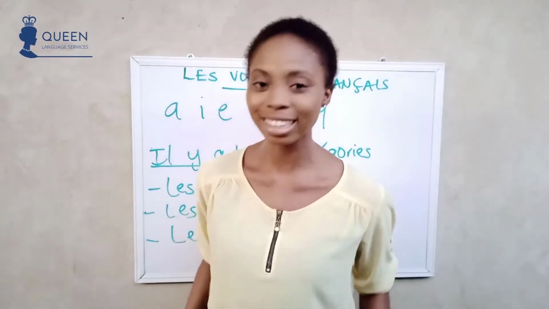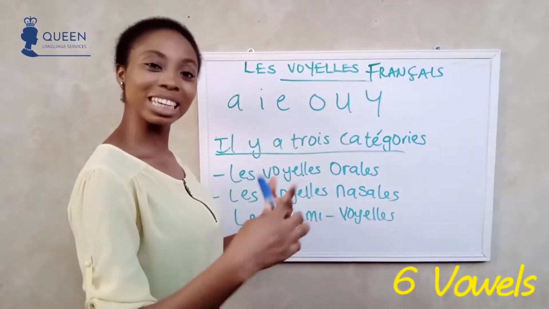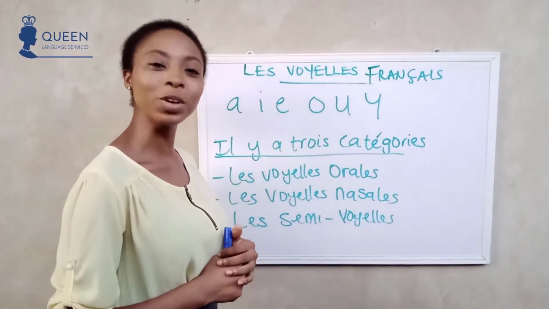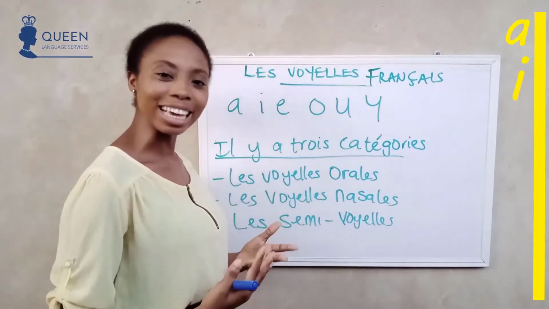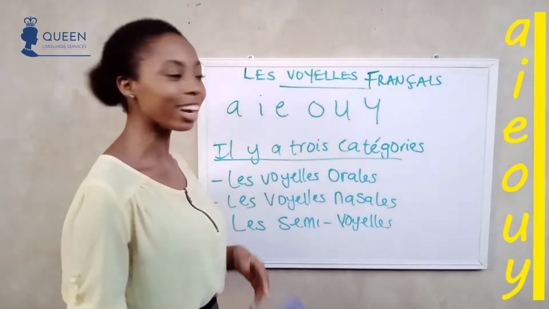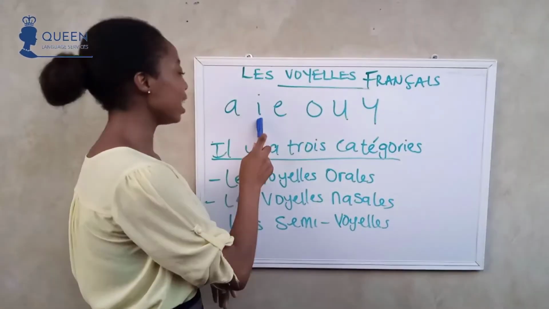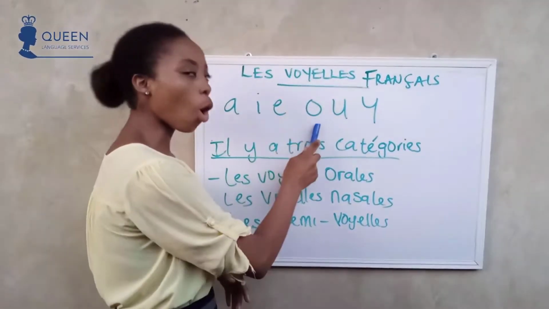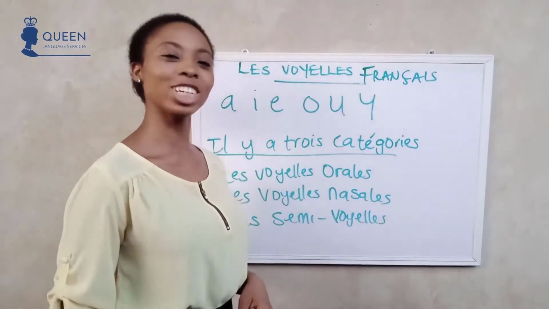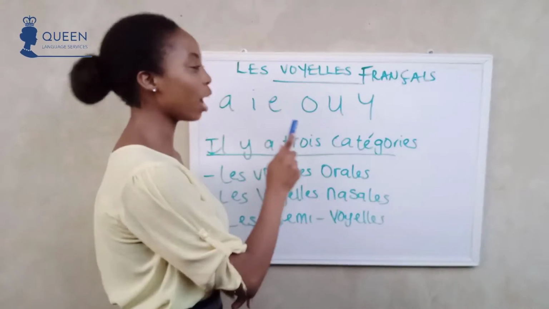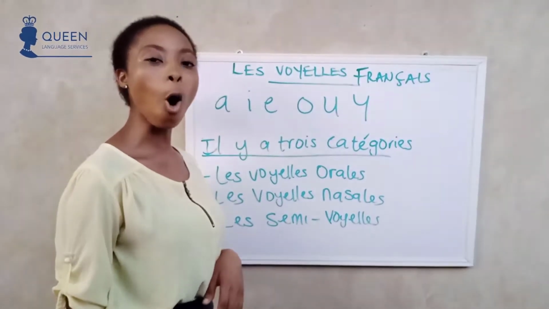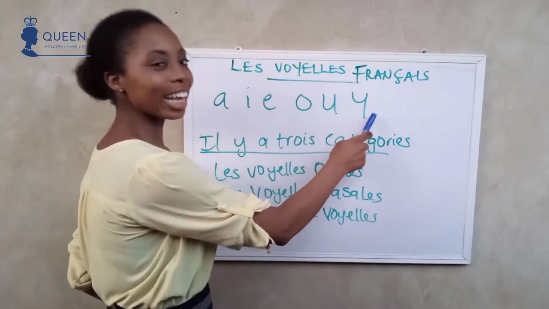So let's start. Basically, in French we have 6 basic French vowels, which include a, e, i, o, u, and y. Note the pronunciation. We have u and we have o. They are 2 different sounds, o, u, and y.